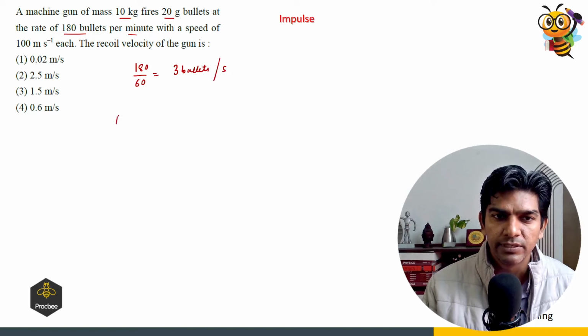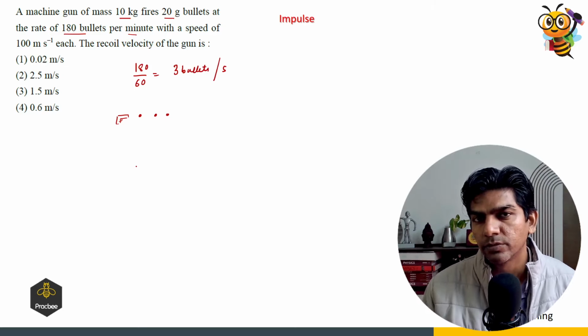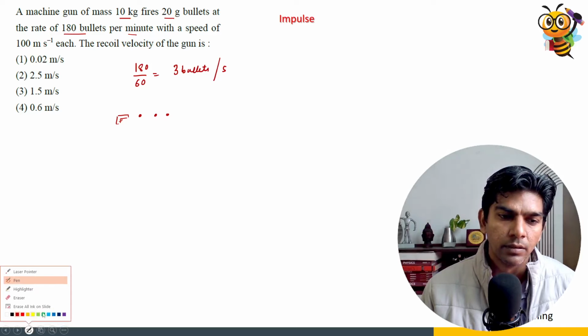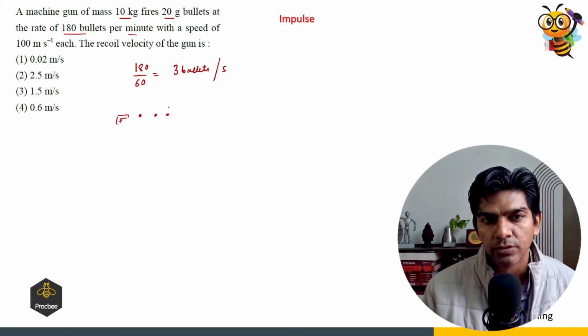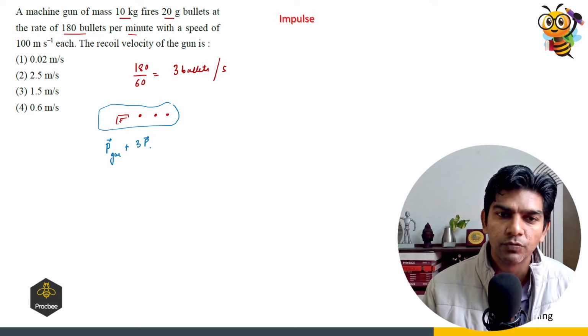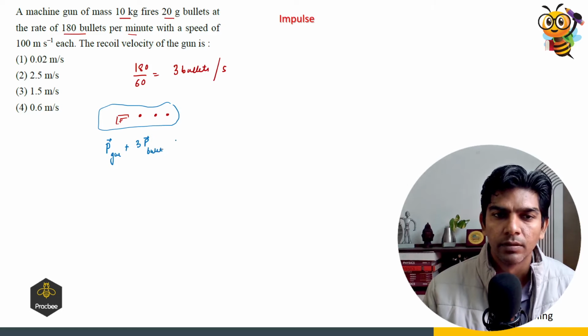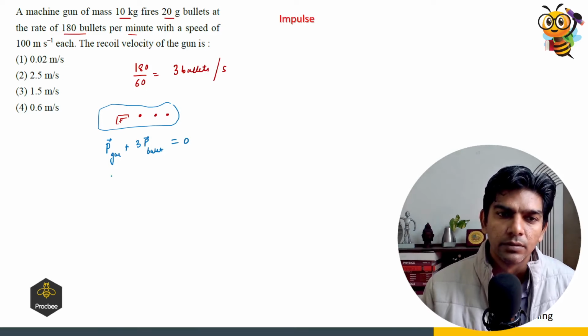So if this is the gun and 3 bullets are fired, the linear momentum of this system must be conserved, right? And the bullets are moving with a velocity of 100 meters per second each. So we can say the linear momentum of the gun plus 3 times the linear momentum of one bullet should be 0, before firing and after firing. So we can conserve this.